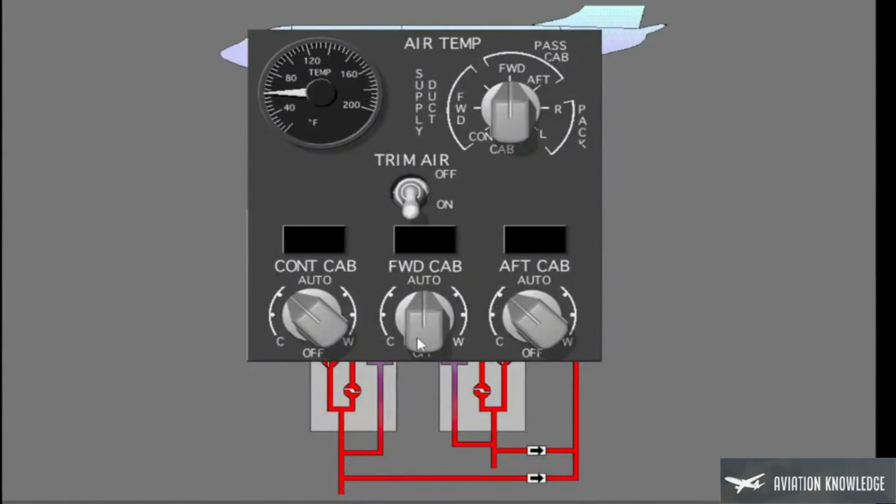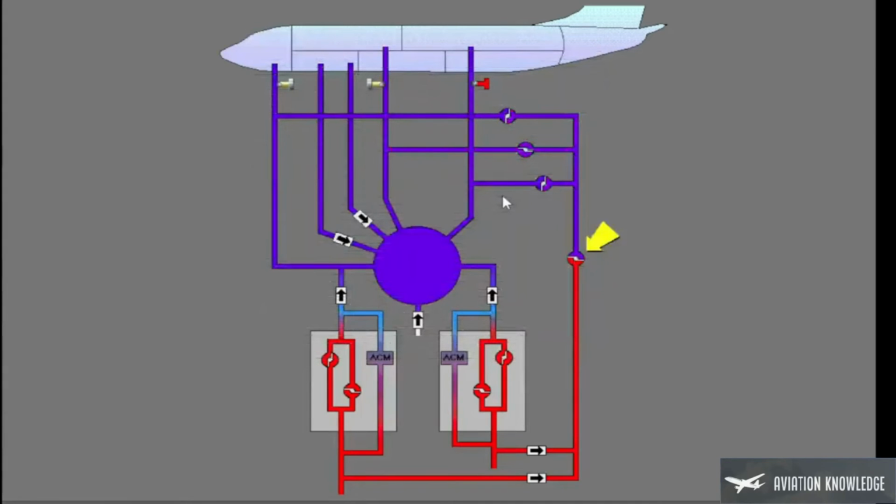Now, with the air temperature selector, select the aft cabin to see the aft duct temperature. If this temperature in the duct increases quickly, then select the trim air switch off. When the trim air switch is off, the trim air valve closes.